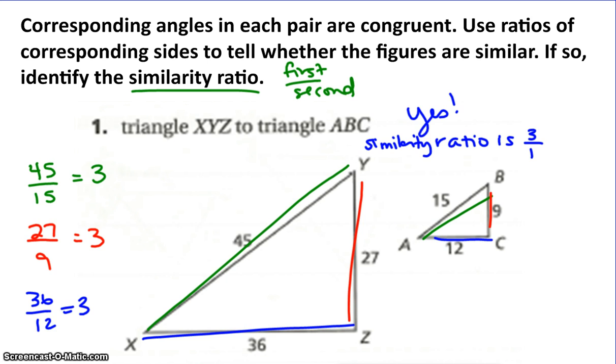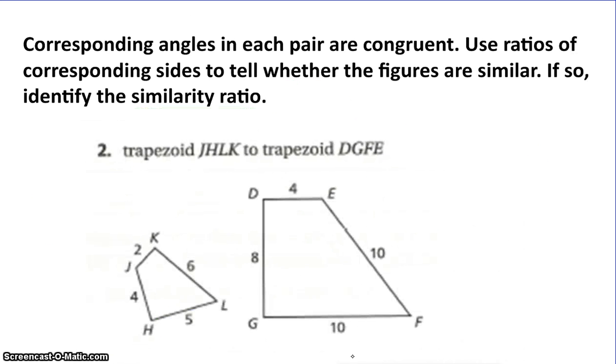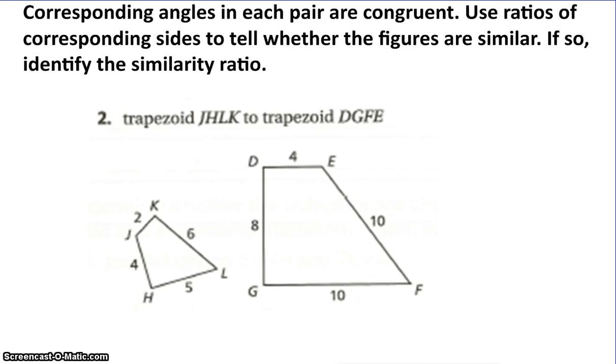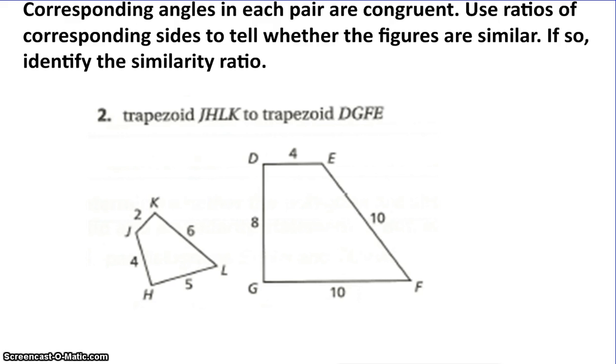Alright, so let's go ahead and take a look at problem number 2. I need to determine if the two trapezoids are similar. Okay? So first off, I noticed right off the bat they look a little different. Like, not only is it dilated, but maybe it's rotated. So what I'm going to need to do is use the letters at the top of the page. So if JH corresponds to DG, then that would be 4 over 8, which is 1/2.